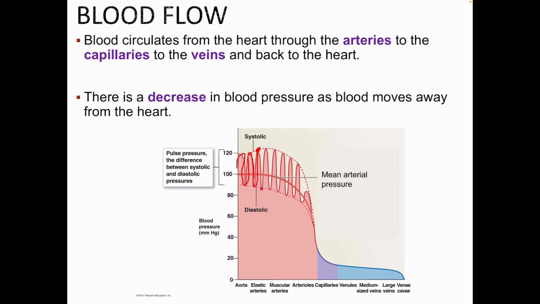So you can see the line on this graph shows the mean pressure in the arteries, and you can see that as the blood gets further away from the heart in the arteries and moves towards the capillaries, the pressure drops quite significantly. The pressure decreases again as the blood moves through the capillaries to the veins, and then carries on decreasing further away from the heart until we get to the vena cava, where the blood pressure is almost 0.